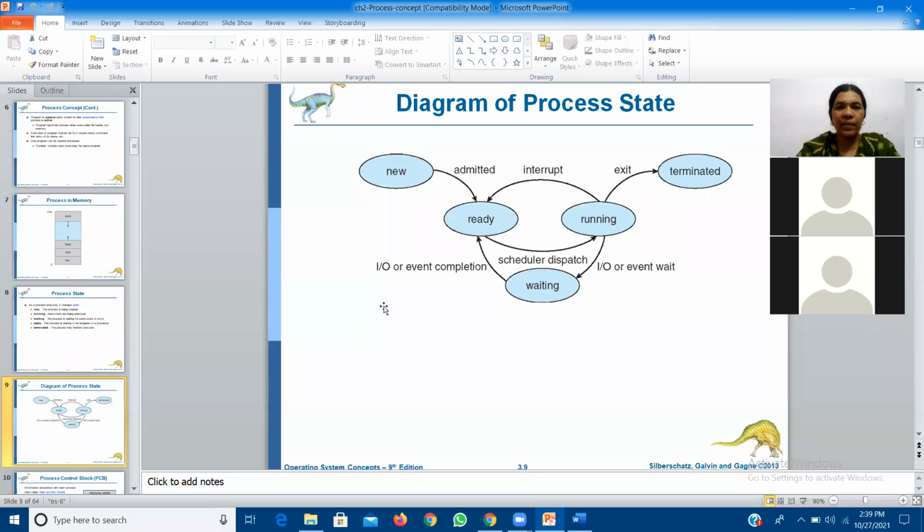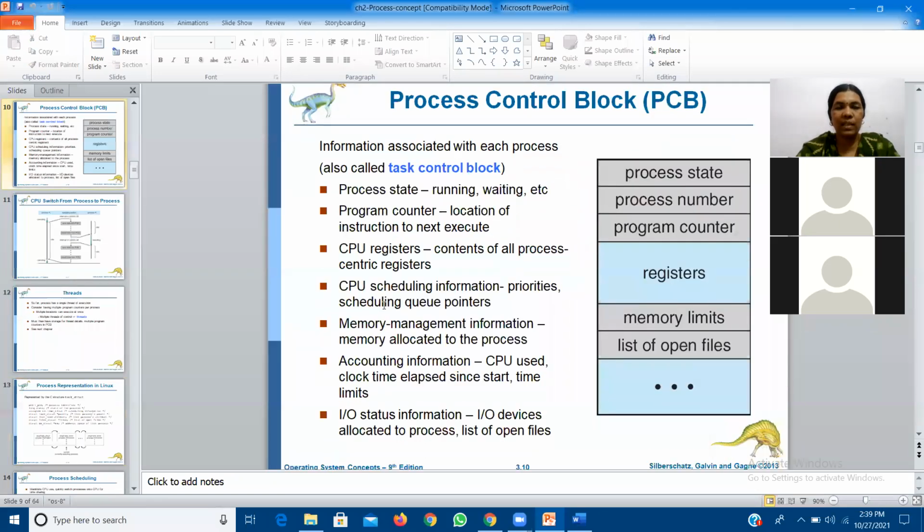Now we'll proceed to the third sub-concept under process concept, which is PCB, process control block. Mostly an MCQ type question will be asked on this particular word. PCB stands for process control block, not program control block or processor control block.